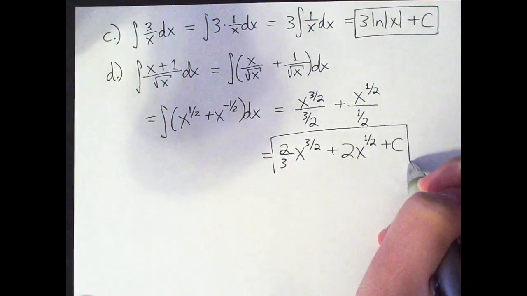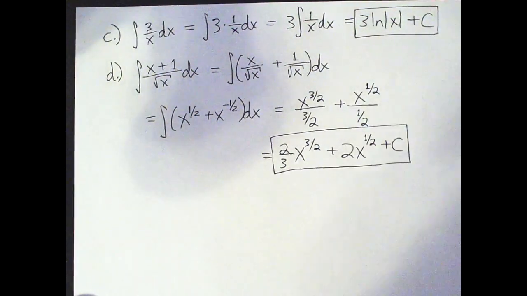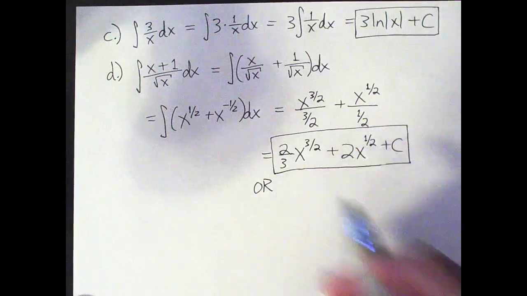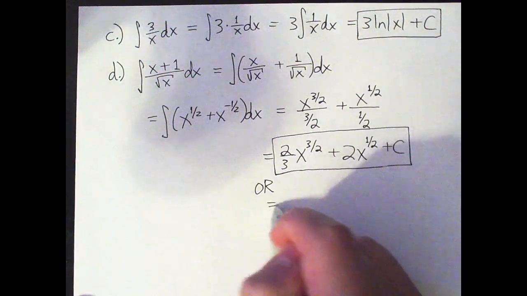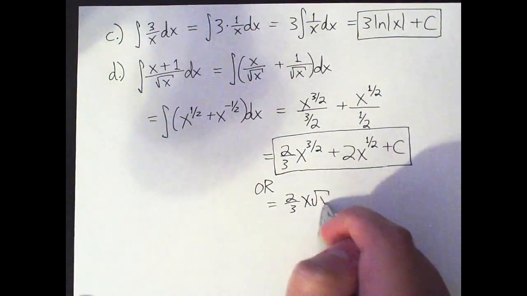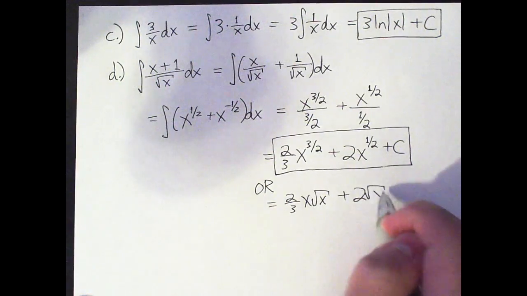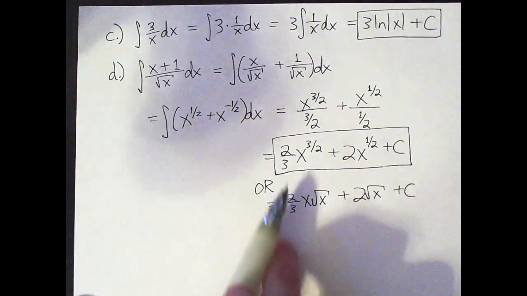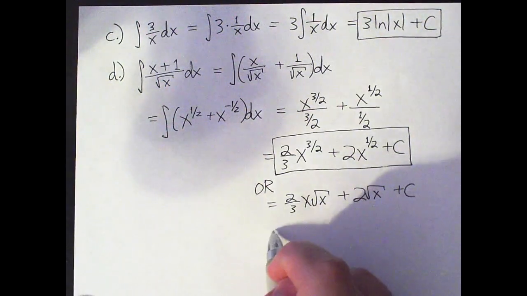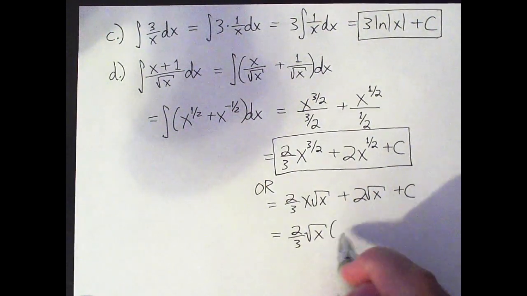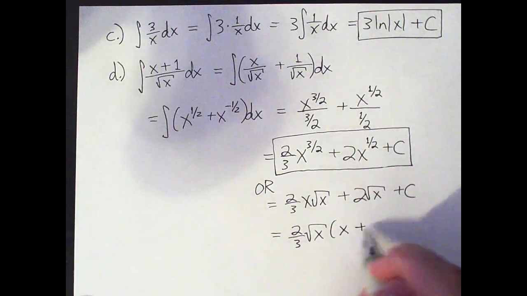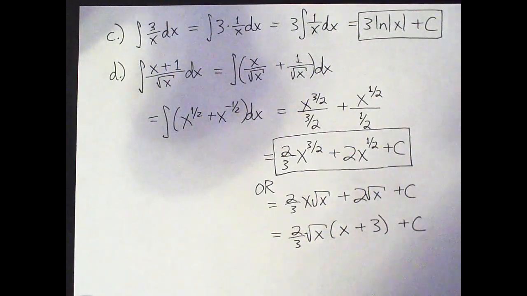There's a couple of ways you could write this answer. I think the way that we got it looks good, but I'll show you a couple of other ways to write it. You could also say 2/3 x square root of x plus 2 square root of x. That's equal to what we had, right? Or if you wanted, you could actually pull 2/3 square root of x out and then get x plus 3, something like that. Any of those three things are fine.